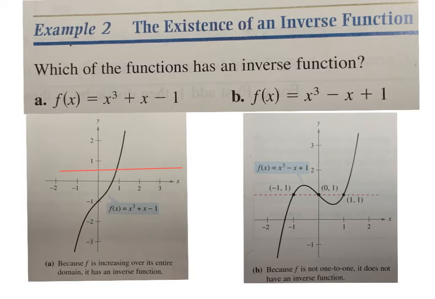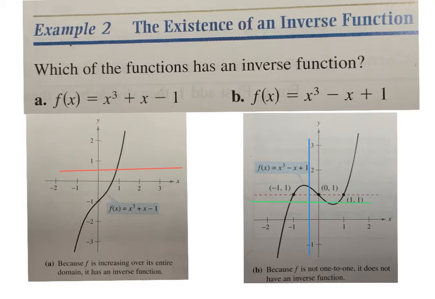Let's look at the second one. This is not continuous. I mean, it's continuous, but it's not monotonic. So meaning it goes up, it goes down, it goes back up. This is not a problem for the vertical line test. The vertical line test is going to pass. This is a function. However, the horizontal line test will fail.